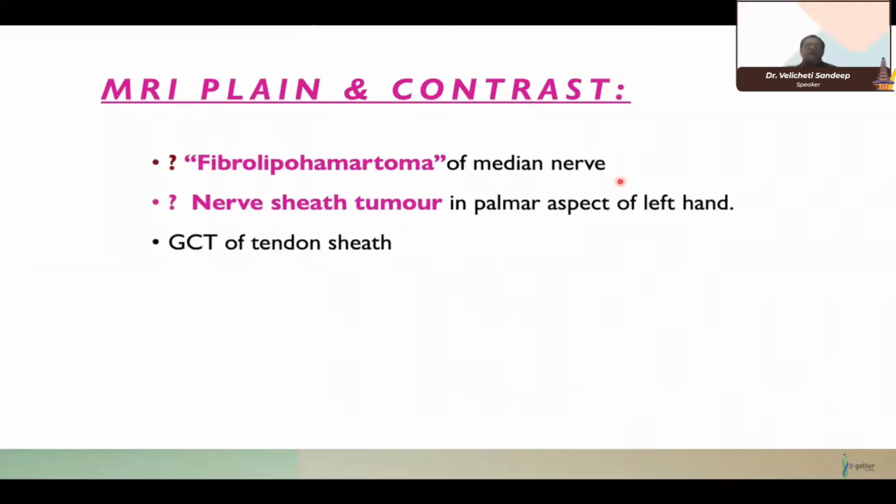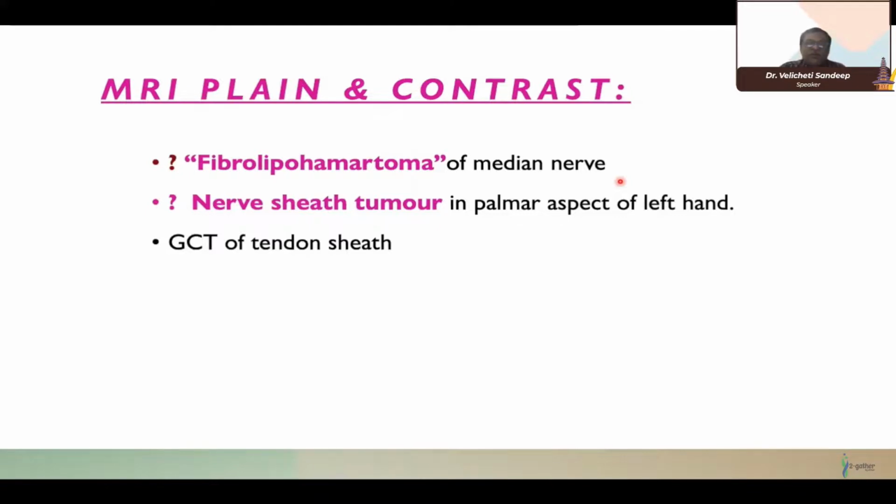So still we consider lipohematoma because of some T1 hyperintensity, though it doesn't have a classical morphology of the fibrolipohematoma. That is our thought, that this is not at all the classical textbook picture of lipohematoma. Because of the direct contact with the median nerve, we consider that one of the possibilities.